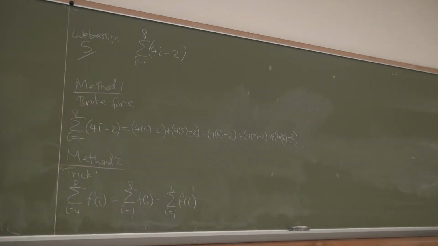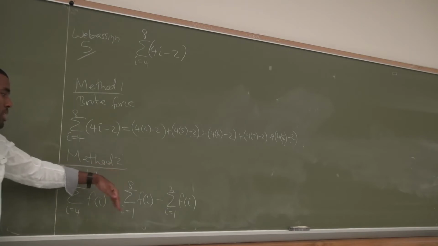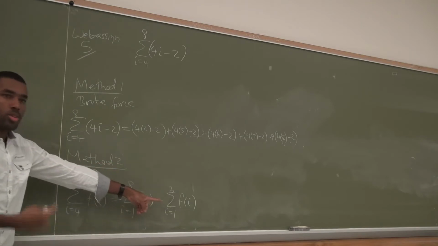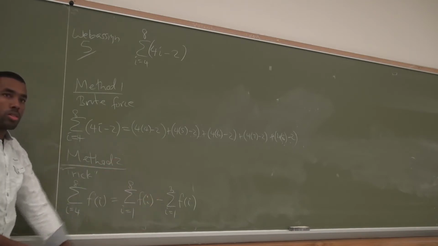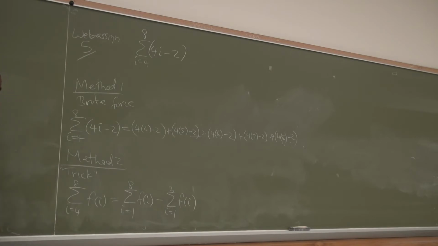Right? So I take the sum of the first 8 terms, but then I kill the first 3, so that I get the sum of the 4th term onwards. Right? So that's sort of the idea.